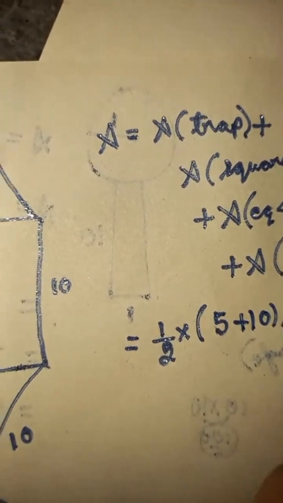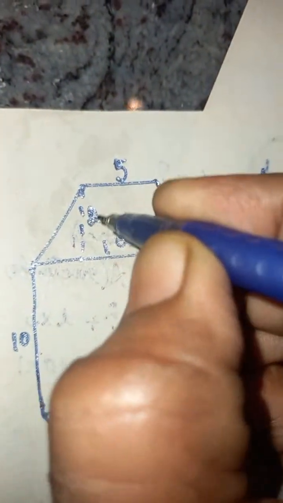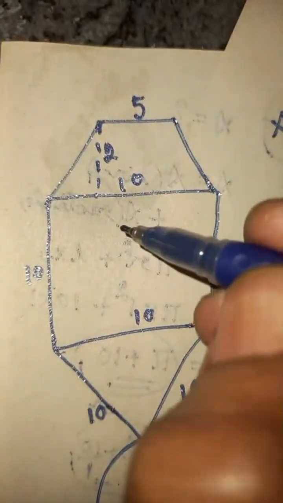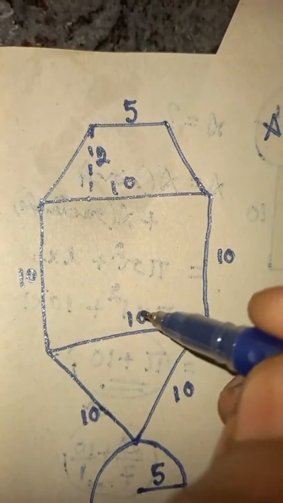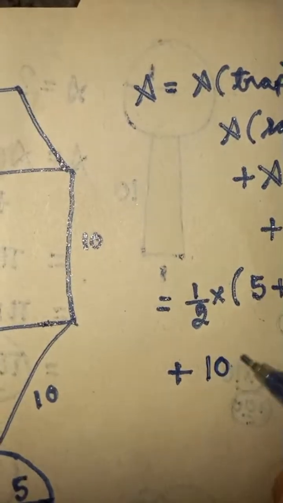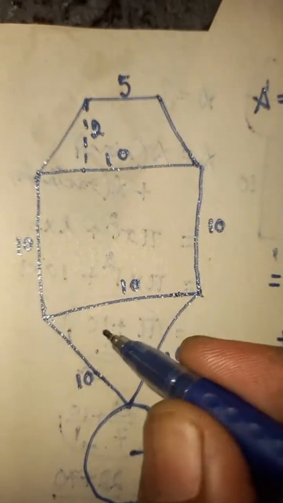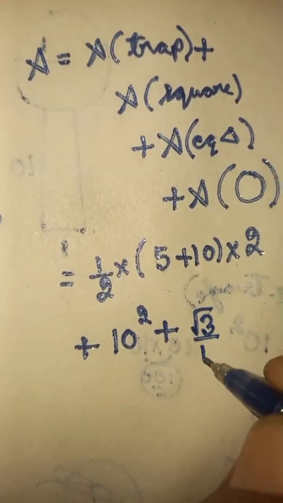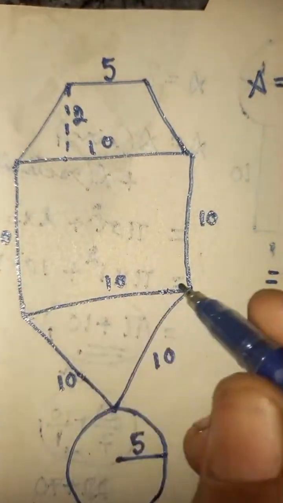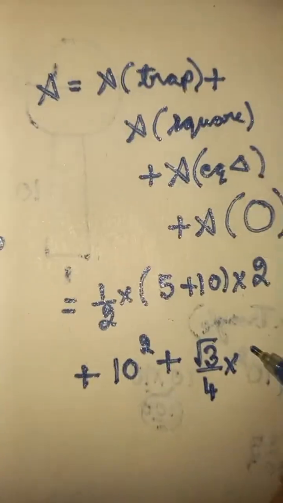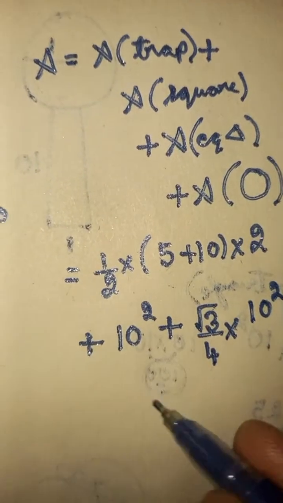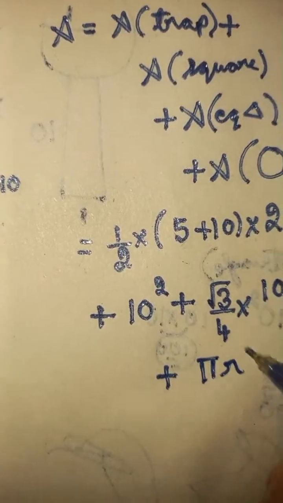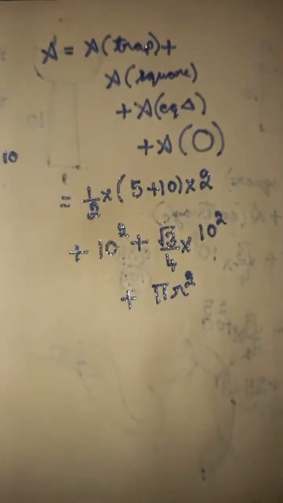5 plus 10 times this perpendicular height, which is 2 units, plus the area of the square. The side length is 10 units, so the area of the square will be 10 squared, plus the area of the equilateral triangle. The equilateral triangle's area is root 3 by 4 times the side length squared. Here the side length is 10 units, so it is 10 squared, plus the area of the circle, which is pi r squared. Let's find them out one by one.